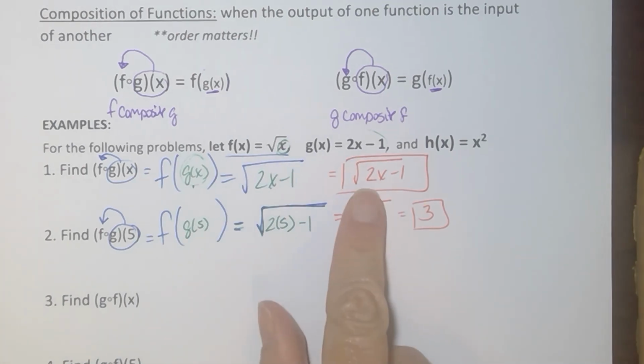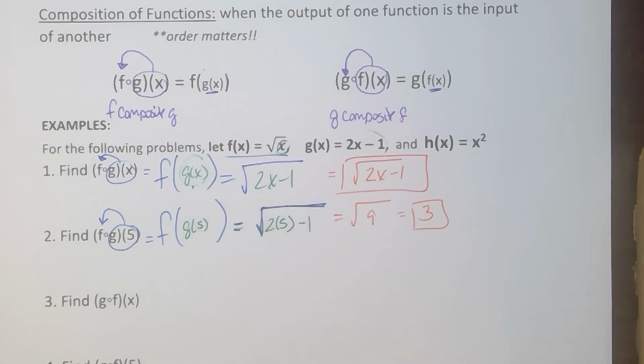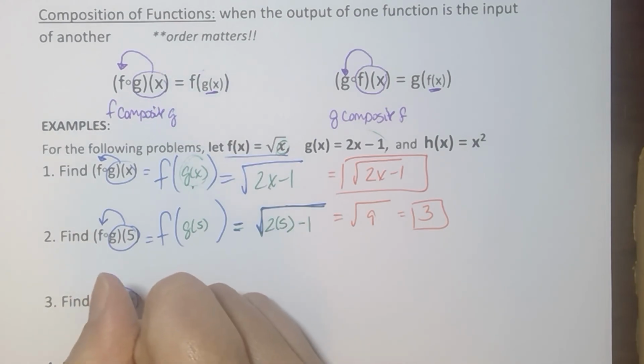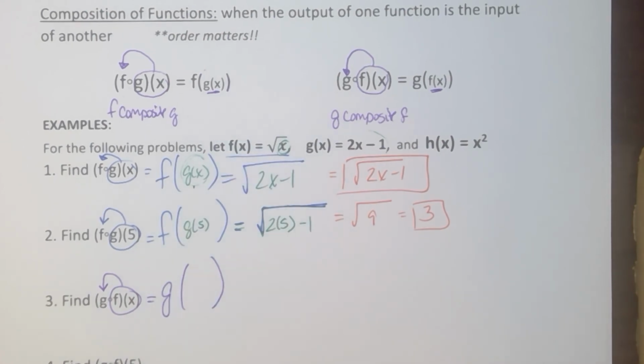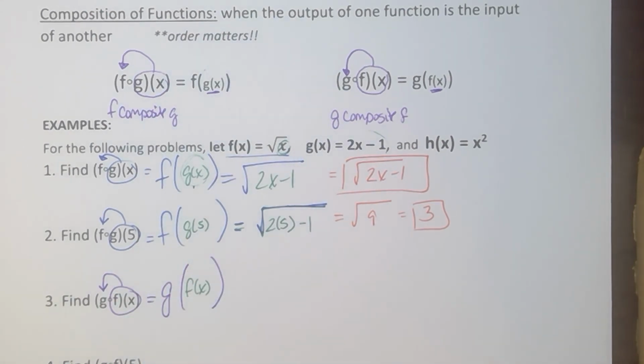Another option would have been, you know what, I have f composite g of x. I've got that right there. I just plug in 5 for x. Now we're going to go back the other direction. Order matters. I'm taking f of x and plugging it into the g function. So my major function is g of, and I'm plugging into that f of x.